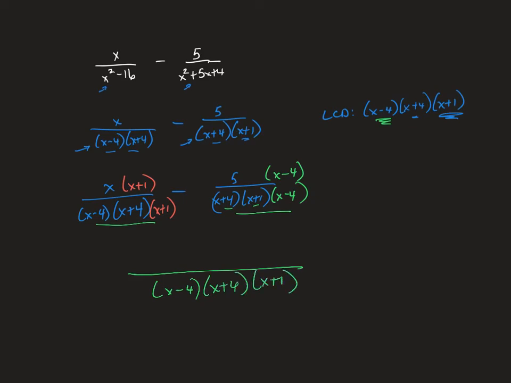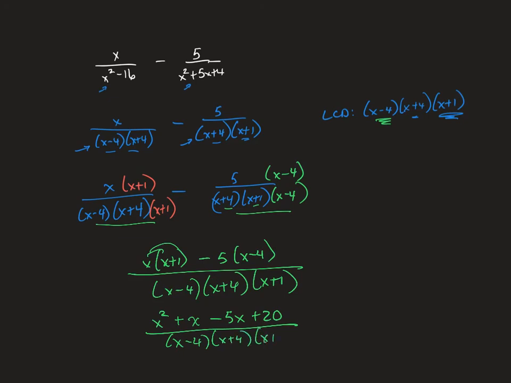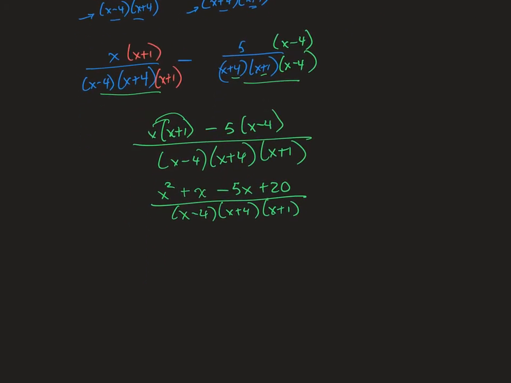And now I just combine this top stuff. So I'll just rewrite it. X times x plus 1 minus 5 times x minus 4. And now let's multiply this through. X squared plus x minus 5x plus 20 all over x minus 4, x plus 4, x plus 1. And then finally, I'll collect like terms here. X squared minus 4x plus 20 over that lowest common denominator.